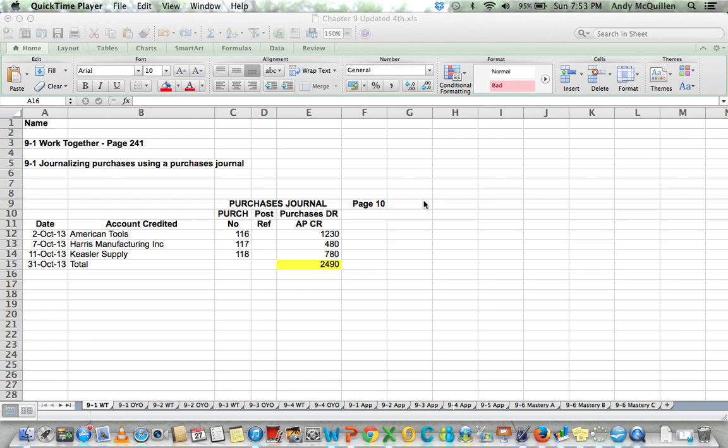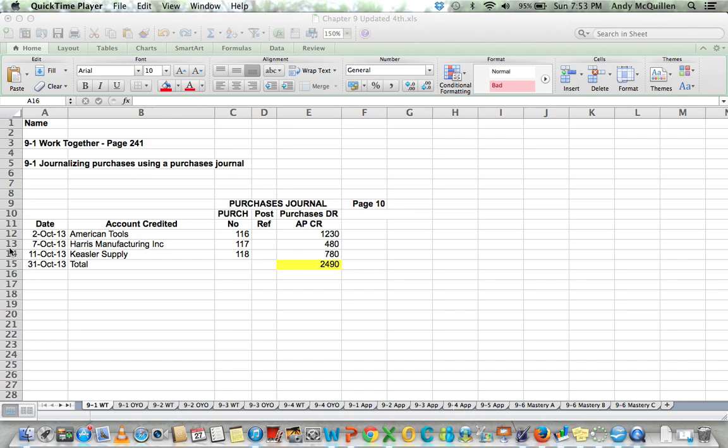October 2nd, we purchased merchandise on account, American Tools 1230. You just type in American Tools, P116, so 116 goes in here and 1230 goes under purchases and accounts payable. October 7th, purchased merchandise on account from Harris Manufacturing 480, P117, Harris Manufacturing Inc., 117, 480.